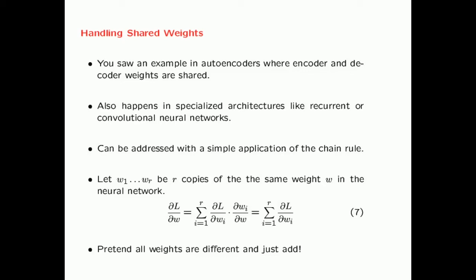So what you do is that to compute the derivative of the loss function with respect to the weight W, you apply the chain rule. Now note that the derivative of Wi with respect to W is just 1. So you're just left with the sum of the derivatives of the loss function with respect to the various weights. So all you have to do is that when you have shared weights, you just pretend that the weights are not shared. You perform backpropagation as usual, compute the derivatives with respect to each copy of the weight, and just add up those loss derivatives. That's all. That will give you the derivative with respect to the shared weight. And this is a very useful trick which we will use all the time at various points.